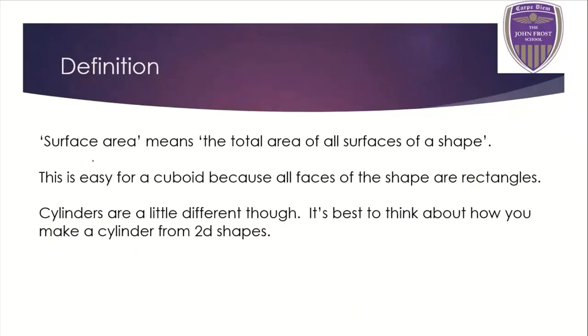Okay, let's go then. So the surface area, we know now, means the total area of all the surfaces of a shape added together. It's easy for a cuboid, because remember we did it before, all faces of the cuboid are rectangles. Cylinders, though, remember these like packets of Polos or Pringles or cans of beans, they're different. I think it's best to consider how you make a cylinder from 2D shapes. I'll explain all now.